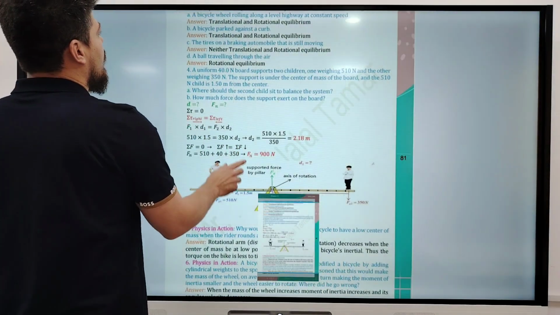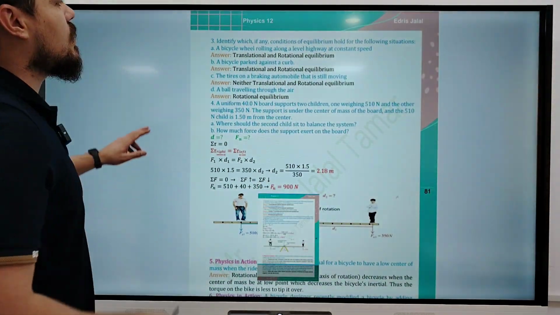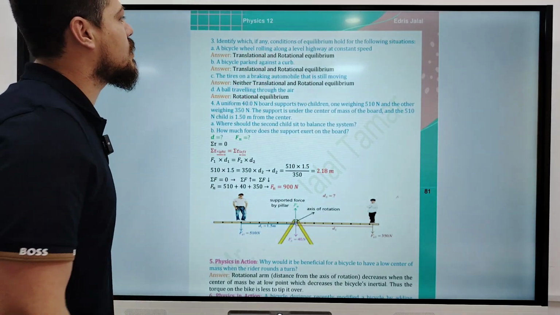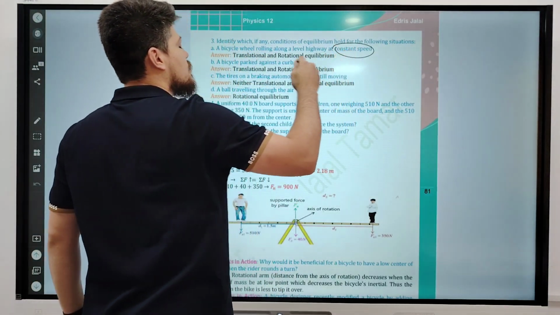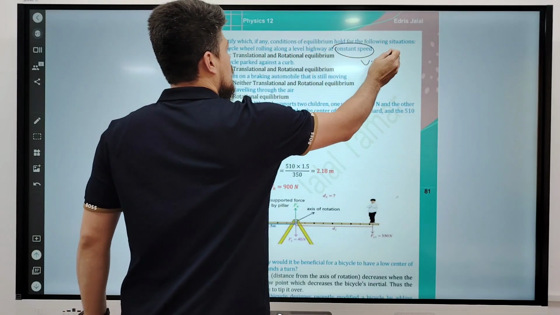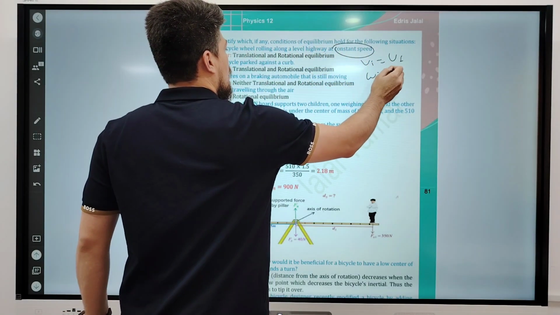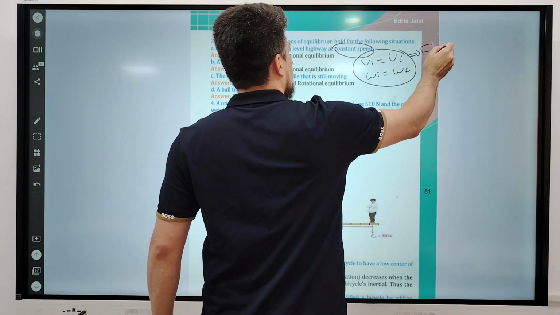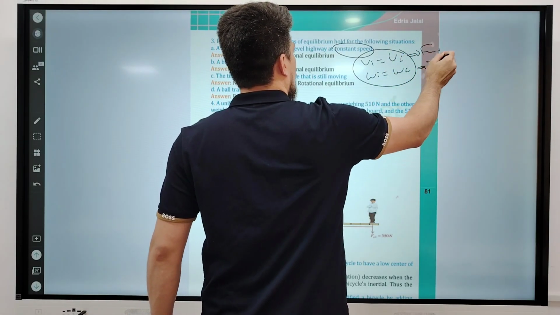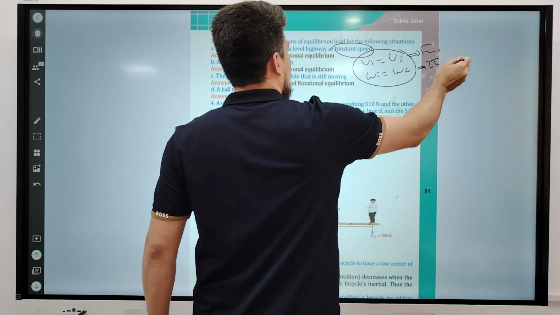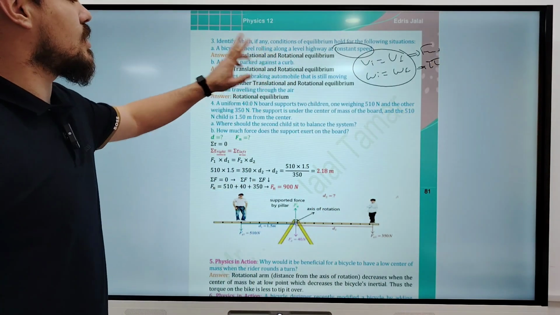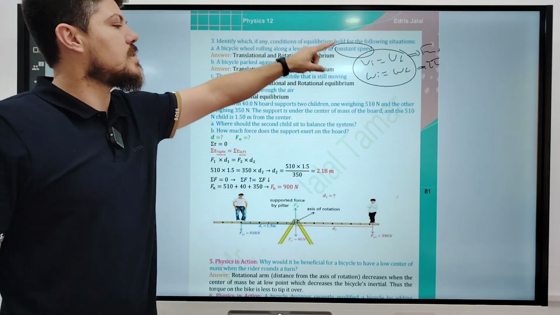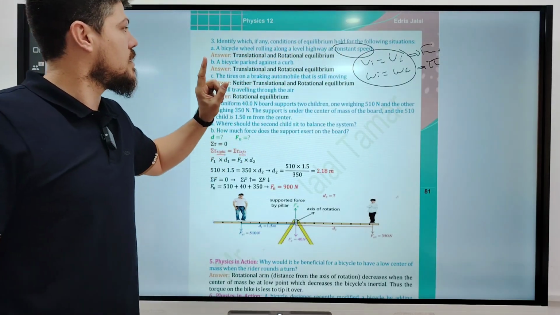Question 3, identify which, if any, conditions of equilibrium hold for the following situation. A bicycle rolling along a level highway at constant speed. Because the bicycle is moving with constant speed, v initial equals v final, and also omega initial is equal to omega final. Net force 0, net torque also 0. So it has both conditions, rotational and translational. Why? Because the bicycle is rolling with a constant speed. When velocity is constant, angular speed is also constant.